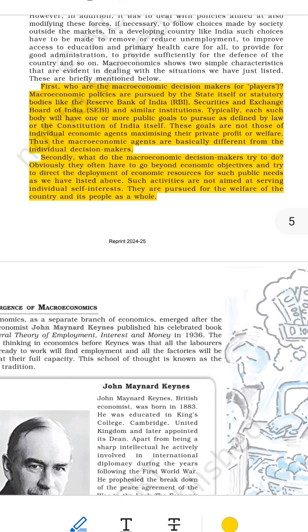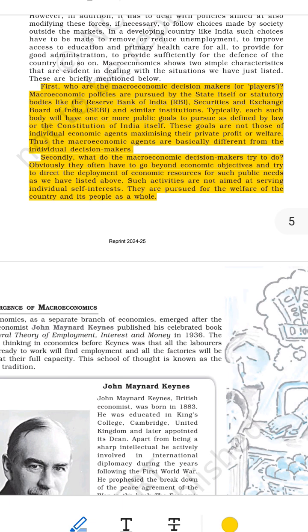It is like the main bank of all banks. It controls how much money is there in the country. It sets interest rates, how much extra money you pay when you borrow. C. Securities and Exchange Board of India. It looks after the stock market, makes sure everything is safe, fair, and not cheating.